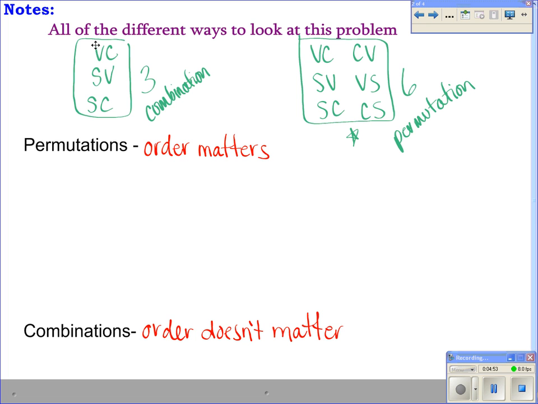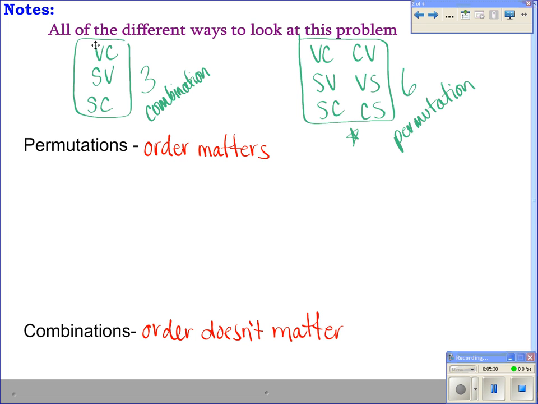So they're looking at this situation, or they look at a situation of going to Subway and getting a BMT, and you get ham, pepperoni, and salami. Well, regardless of the order that you put those different types of deli meat on the sandwich, it's still going to taste like a BMT. Kids will get into the unnecessary argument of saying, well, I like to make sure that the ham is the one on top. It doesn't matter. That is a combination problem. A sub sandwich is a combination problem because the order of the ingredients does not matter.